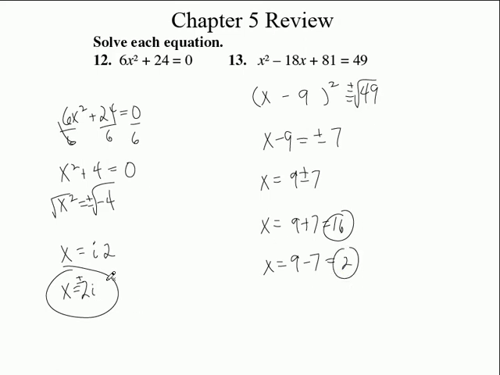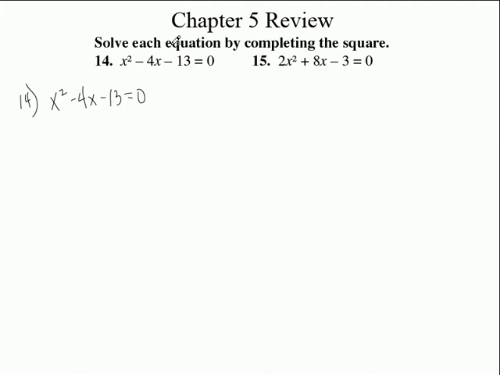So you get two answers. You actually get two answers for both of these. It's plus or minus 2i. That's two different answers, positive 2i and negative 2i, and here's two answers right here. That's number 12. Let's move on.